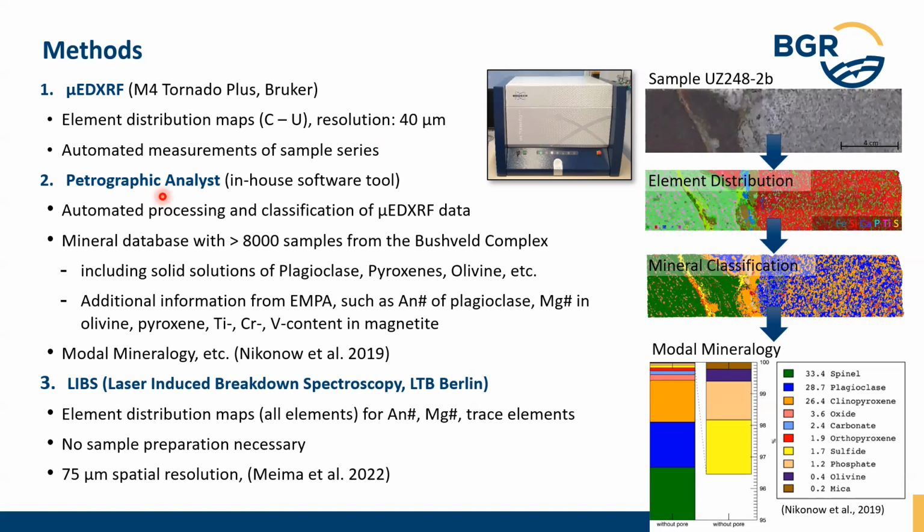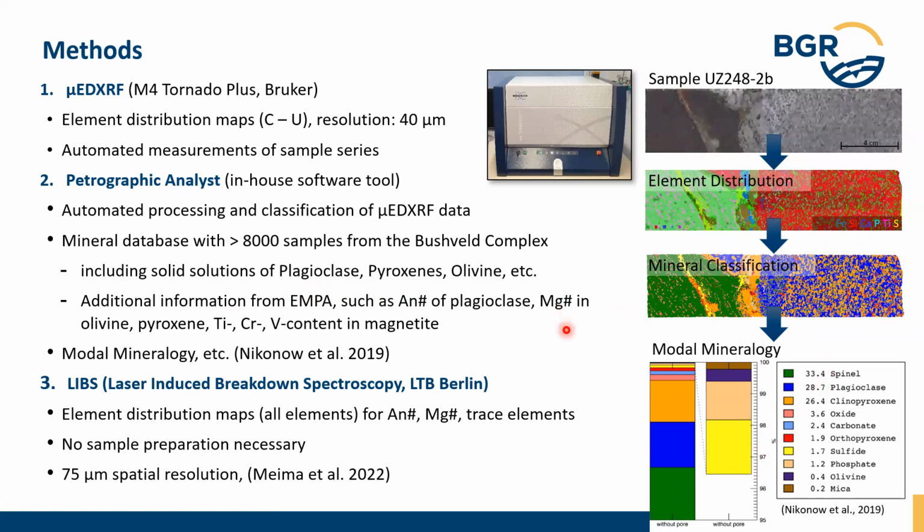Also, a big part of my work was to develop a mineral database where we store spectra of more than 8,000 mineral samples from the Bushveld Complex, including, of course, solid solution series of plagioclase, pyroxenes, and so on. And also we have additional information in that database from microprobe analysis, such as anorthite number, Mg number, and also titanium, chromium, vanadium content in the magnetite. And the aim is, among others, to get the modal mineralogy, as you can see here. With a mineral classification, you can count the pixels and get the modal mineralogy.